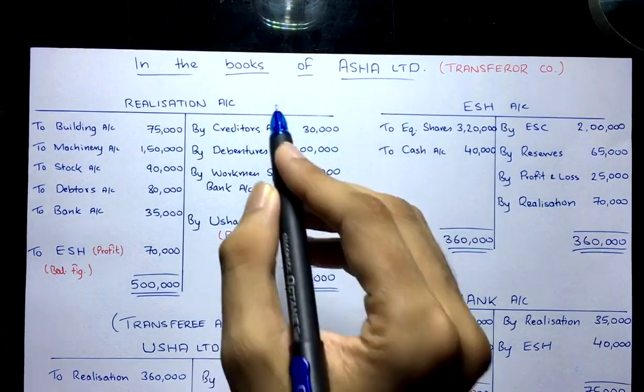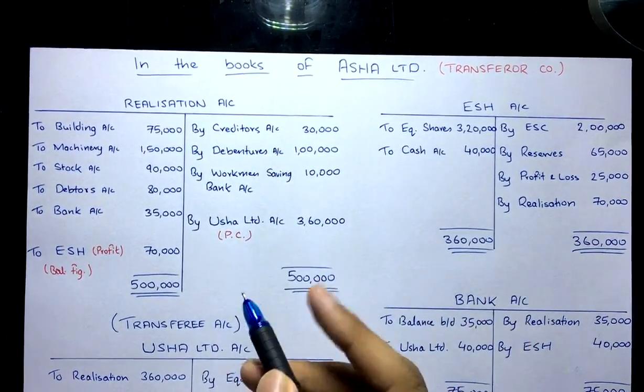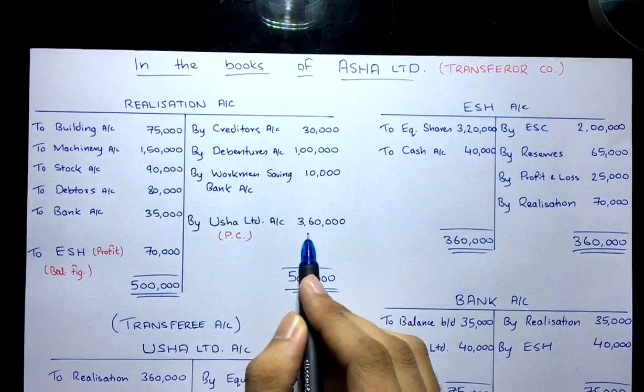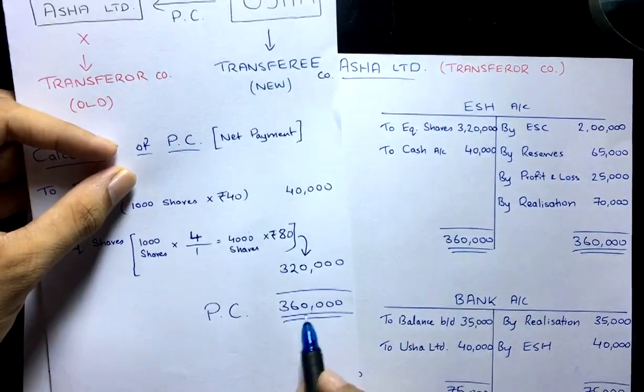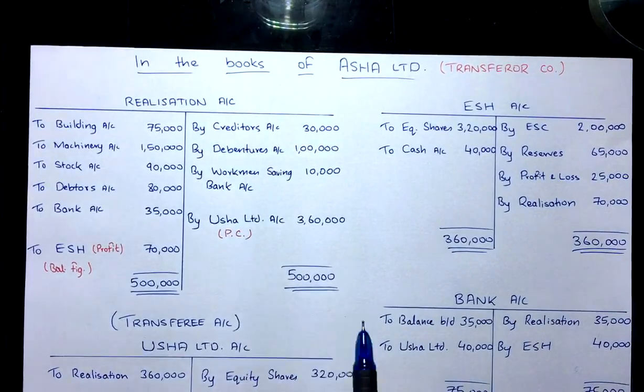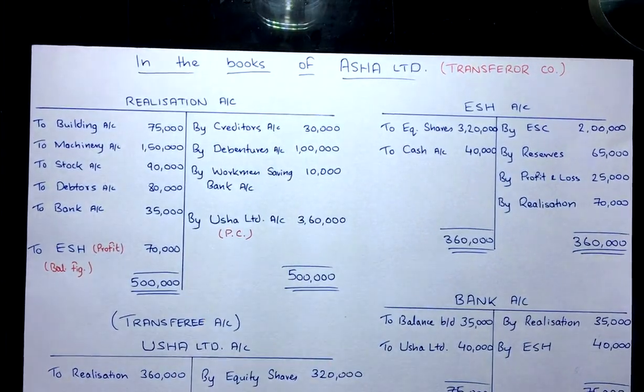So here we have to take by Usha Limited account. I told you, right, we take all the income over here. Yeah, it's a nominal account. So by Usha Limited account, 3,60,000. We are supposed to get 3,60,000 from Usha Limited. PC, purchase consideration. Got it?